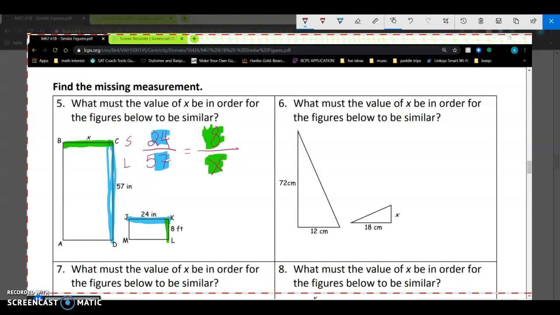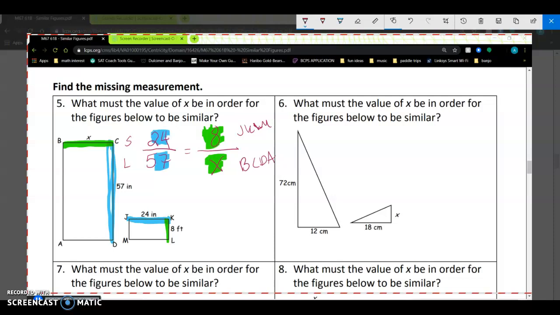So when we're setting up proportions here, it's really important to have the corresponding sides as the fractions, and make sure you have the same shape on top. Notice for the smaller one, we use JKLM on the top, and on the bottom, we use BCDA. Make sure you're using the same shapes on the top and on the bottom.